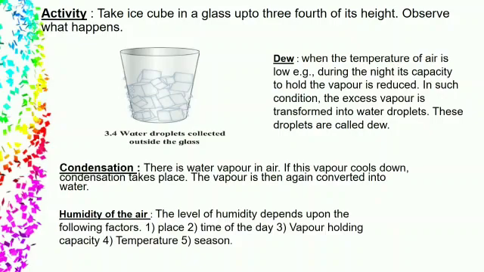That means humidity of air depends upon the following factors, that is place, time of the day, vapor holding capacity, temperature and season. The level of humidity of air is determined by its capacity to hold water vapor. During the night, when the temperature of the air is low, its capacity to hold the vapor is less. At such time, the excess vapor is transformed into water droplets. This is called dew.